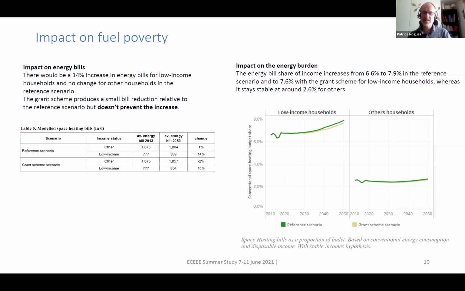And if you look at the impact in terms of energy burden, which means the share of the budget that is spent on energy, for low-income households and others, with or without the scheme, you will see that you still have an increase, and the impact of the scheme is very small. You can hardly see it. So the scheme has an effect, but it's very, very poor.